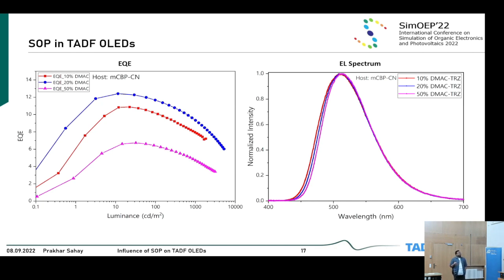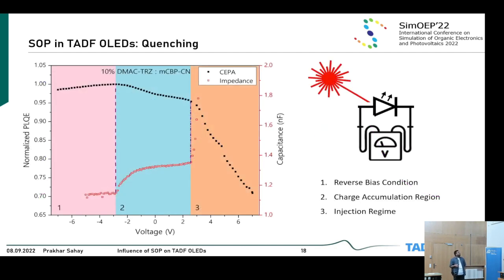Also, on the right-hand side, we see a slight change in the EL spectrum, but this isn't too consistent, or I would say it's not that visible to see the difference between the different doping percentages of DMAC-TRZ in mCBP-CN. What we can see further is the quenching, which can be caused by the accumulation of these charges. As I said earlier, with the accumulation of charge, we can see quenching.